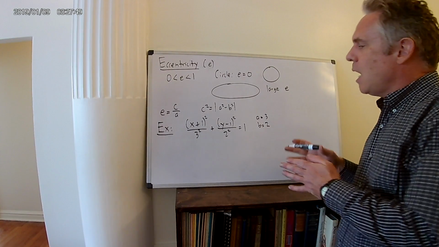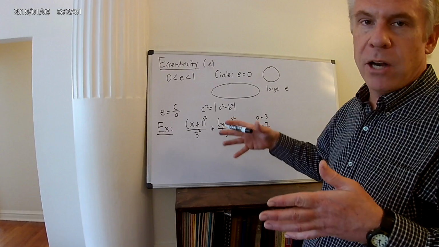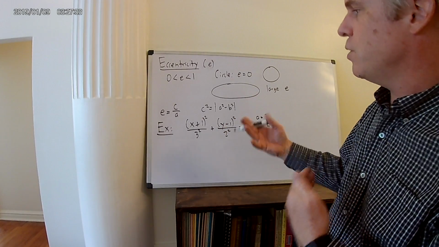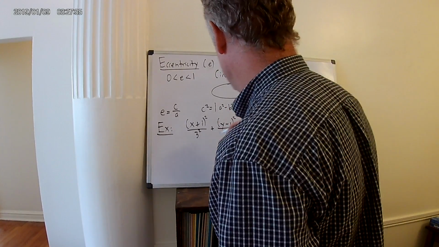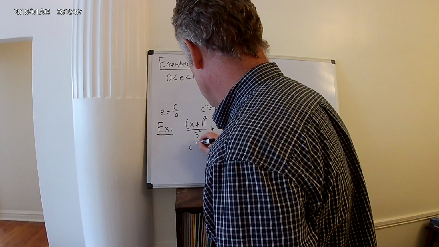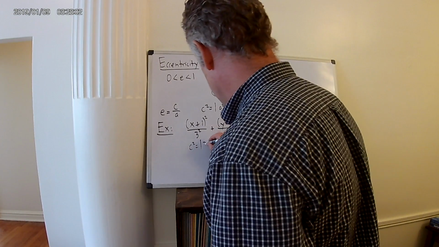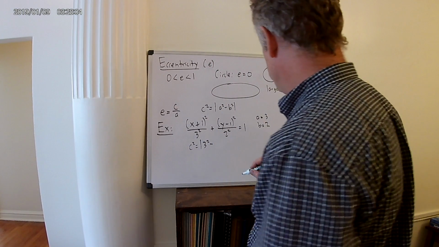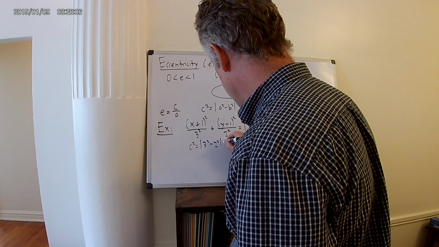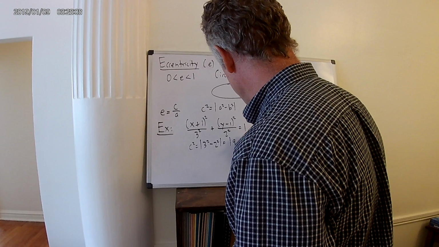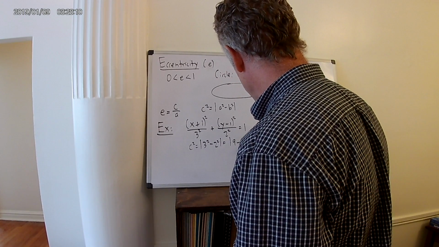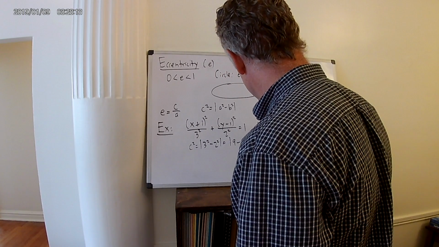In other words, this ellipse is stretched out horizontally. How eccentric is it? How much stretched out is it? We can calculate C. C squared equals the absolute value of A squared, so 3 squared, minus B squared, which is 2 squared. This equals the absolute value of 9 minus 4, which equals the absolute value of 5, which is 5.